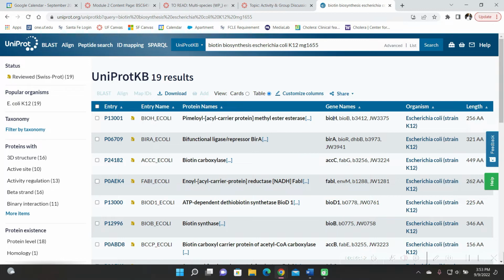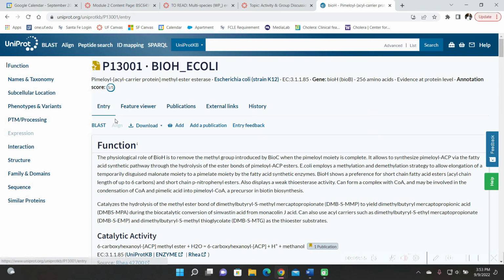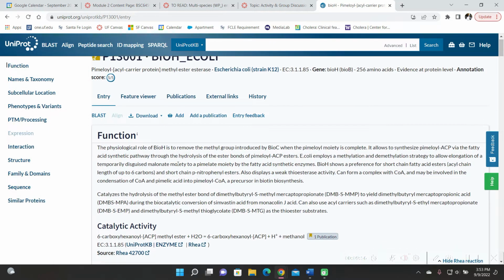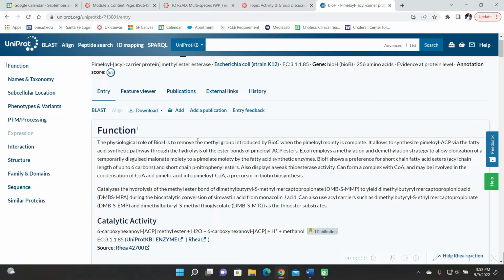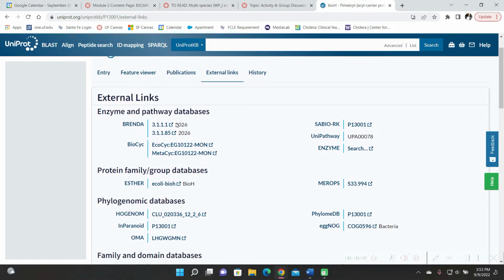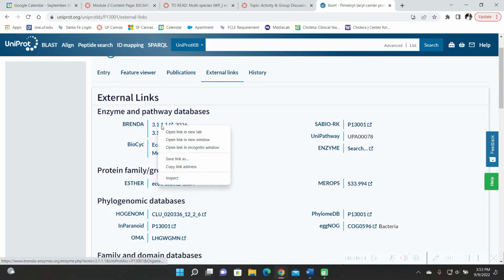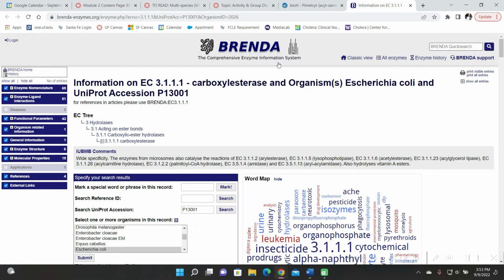As we know, BioH is one of the genes, and I went ahead and looked at it, saw if it applied, which we know it did, but I did it just to make sure, and it said that it was involved in biotin synthesis. Then I went to the external links and I clicked on Brenda because we learned that's involved in showing us the biochemical intricacies of different enzymes and such.